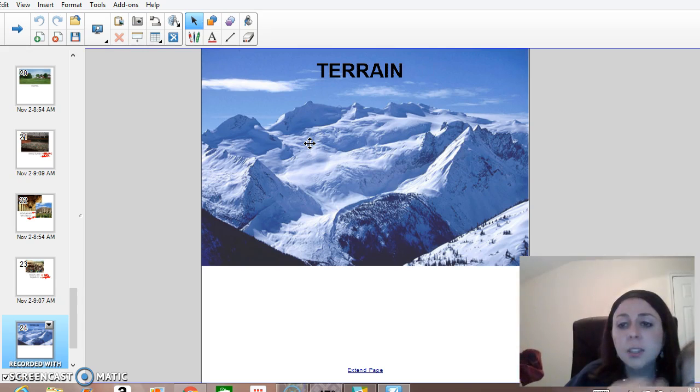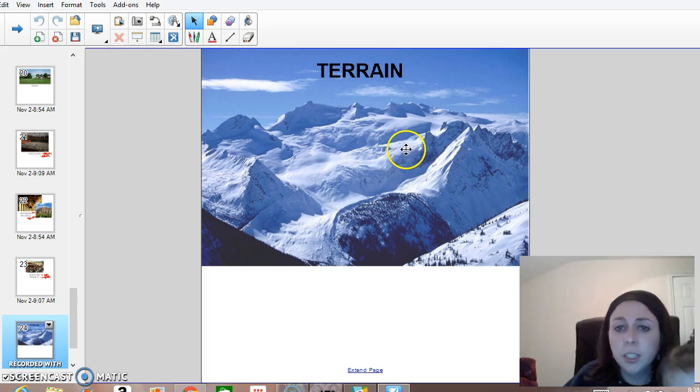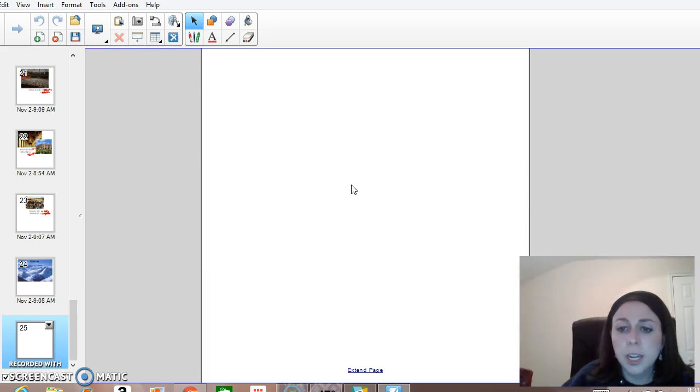What is that? Terrain is the surface features of an area. So in this case, the surface features. What is that? It's a mountain. In this case, the surface feature is very snowy and mountainous. So terrain is the surface features. You're definitely going to learn this word in social studies.